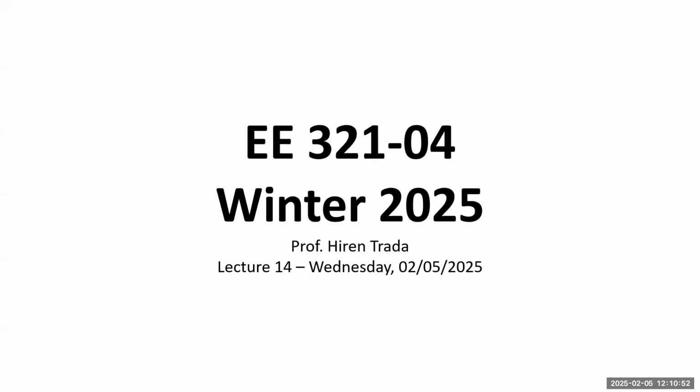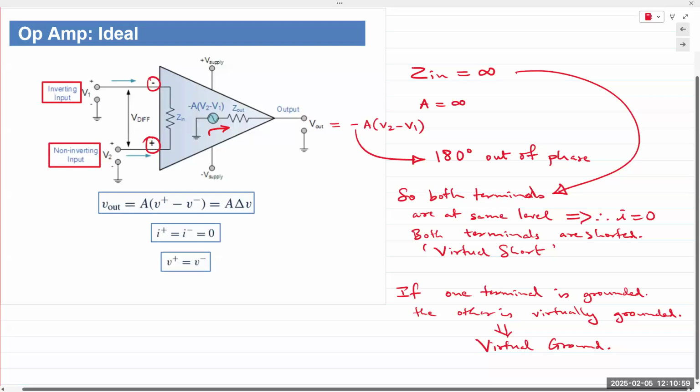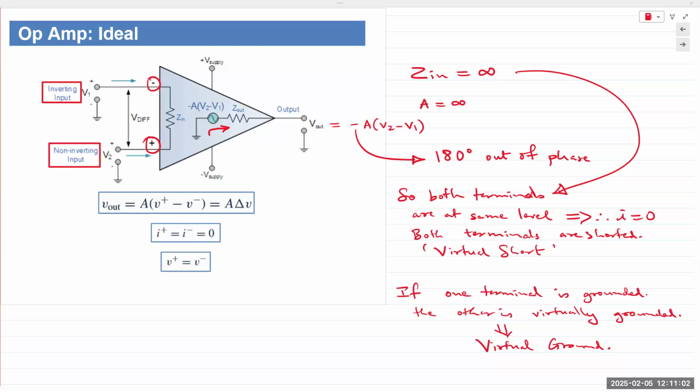Okay, let's pick up with our OpAmp circuits. Okay, so our ideal OpAmp circuits. All right, so virtual short and virtual open.